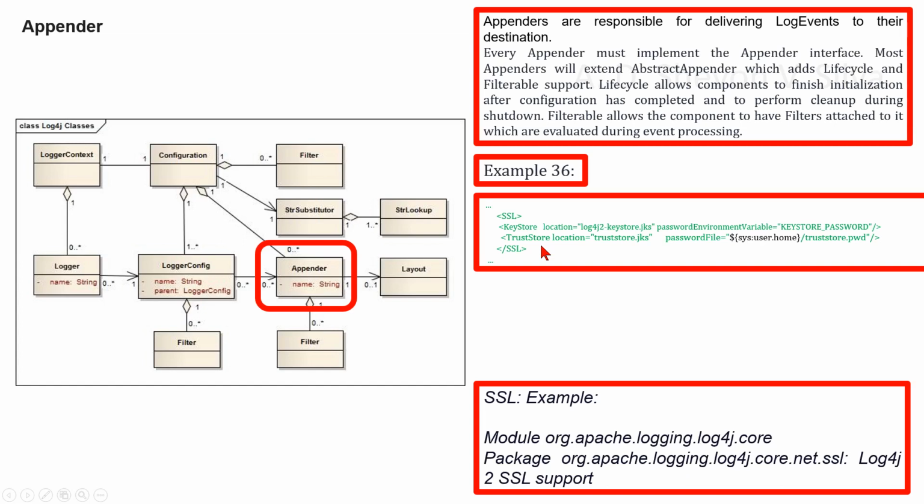Trusted store configuration parameters: location, type string, path to the key store file; parameter name password file, type string, the path to the file that holds the password, cannot be combined with either password or password environment variable. This is an example here.